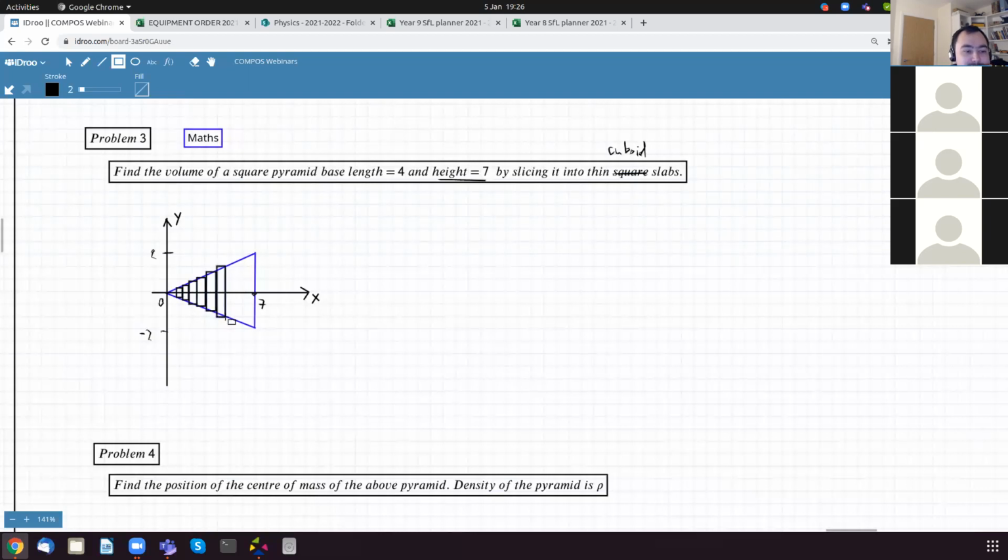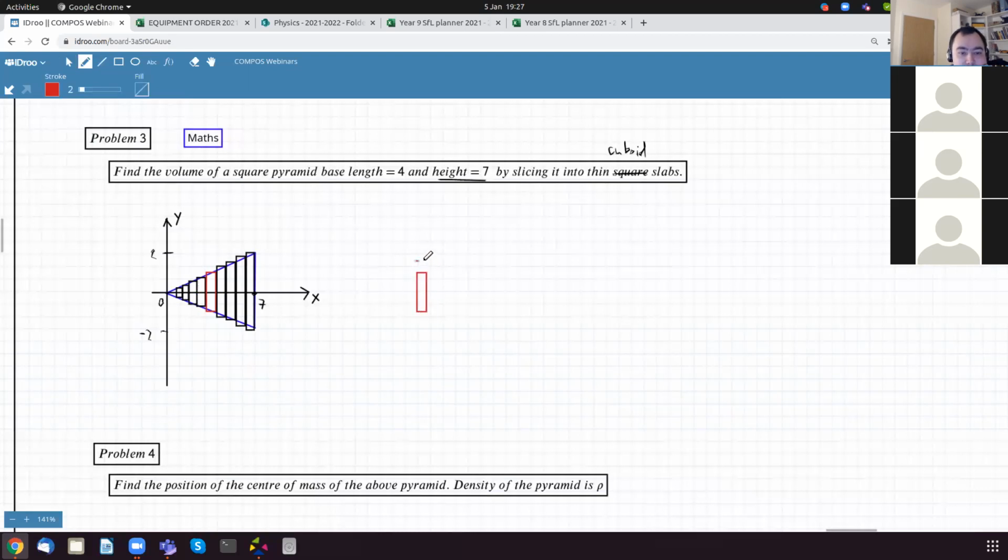And each slice is a, well, you can call it a square-based prism or just a cuboid, like this. Okay. So to do this, we need, let's take a single slab. Let's take the middle one. I'm just going to paint it red. Middle slab.